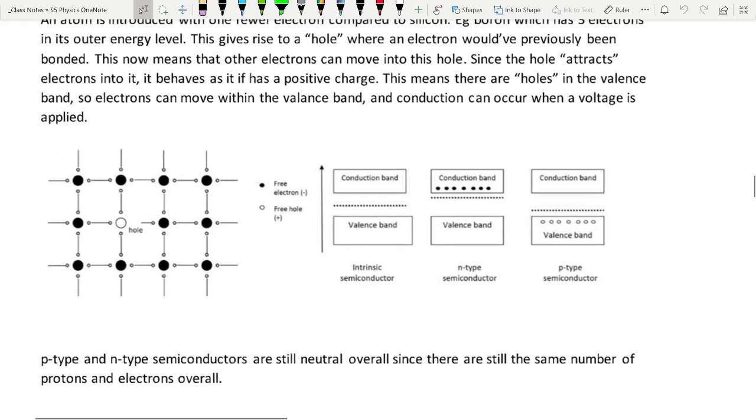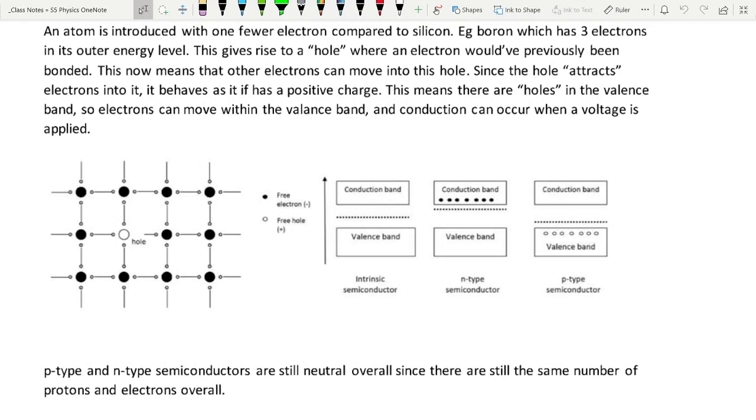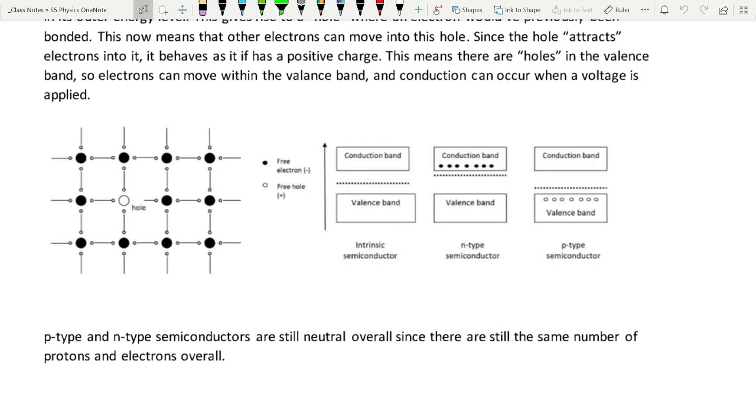So an atom is introduced with 1 fewer electron, for example, boron, gives rise to a hole where an electron would have previously been bonded. It now means that other electrons can move into this hole. And since the hole attracts electrons into it, it behaves as if it has a positive charge. Obviously, it doesn't have a positive charge, it's just a nothingness, but it acts like a positive charge would do. This means there are holes in the valence band, so electrons can move within the valence band and conduction can occur when a voltage is applied.